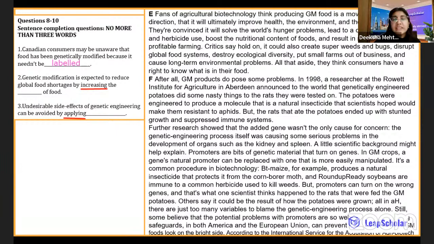See, it's asking what will it increase? A lot of you are writing what it will decrease. The question is asking increase. Look at what the question is asking. Increasing. Right?